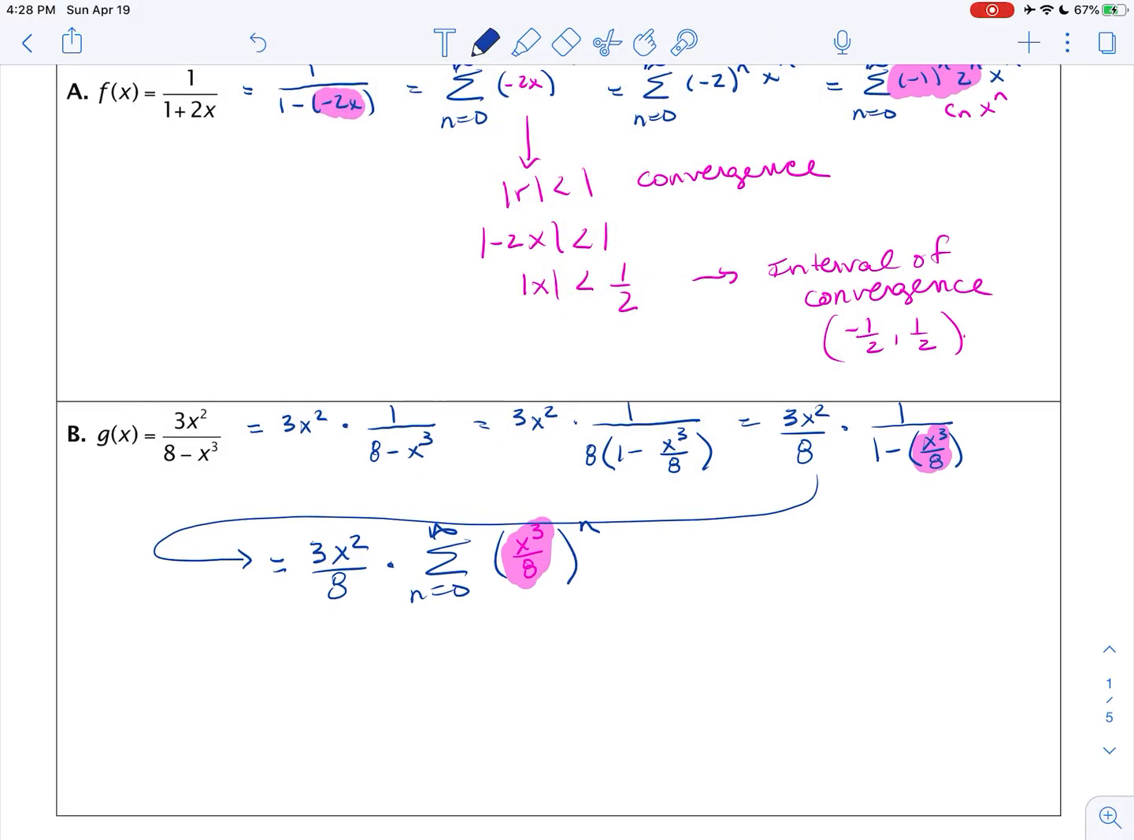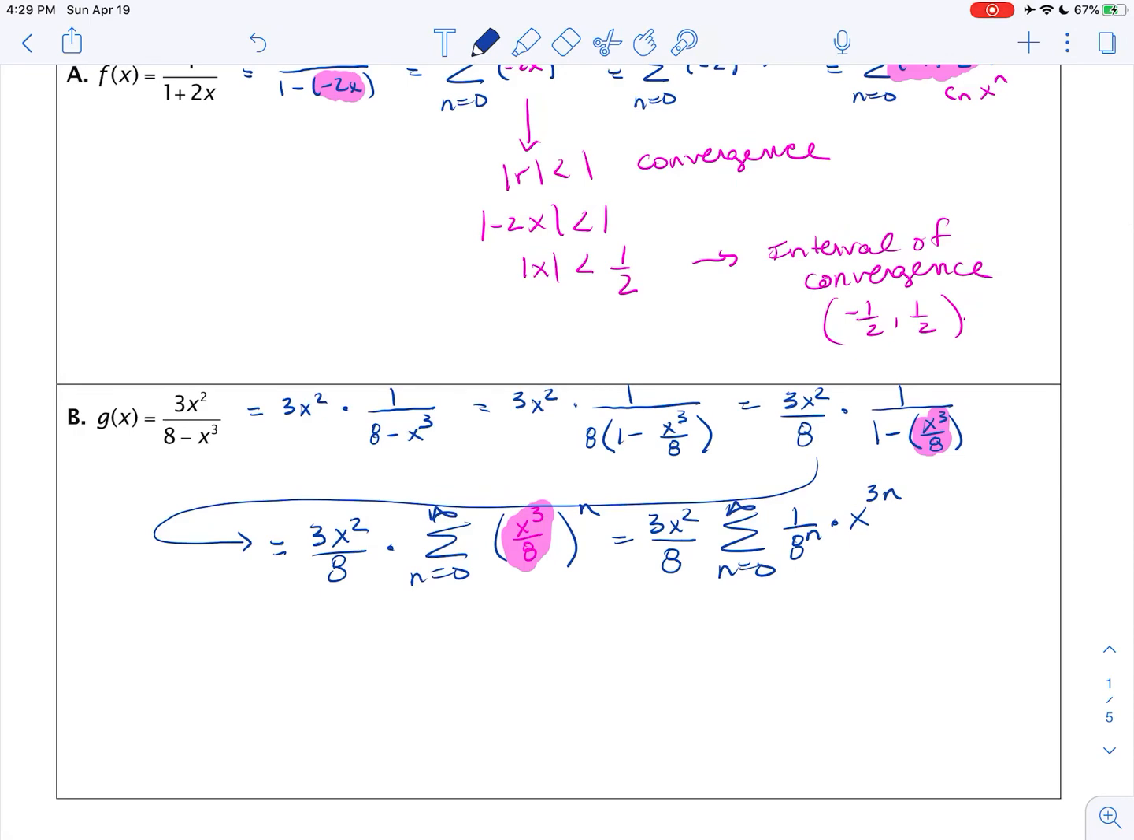So I'm going to play around with the interior, and I can see that this is going to equal 3x squared over 8 times the sum from n equals 0, and I can pull out the 1 over 8 to the n, and I can see that this is going to be x to the 3n, because I'm just going to multiply 3 times n to distribute that n exponent. This is in proper power series form, but I still want to deal with the expression on the outside of the summation notation, and I can actually put them inside.